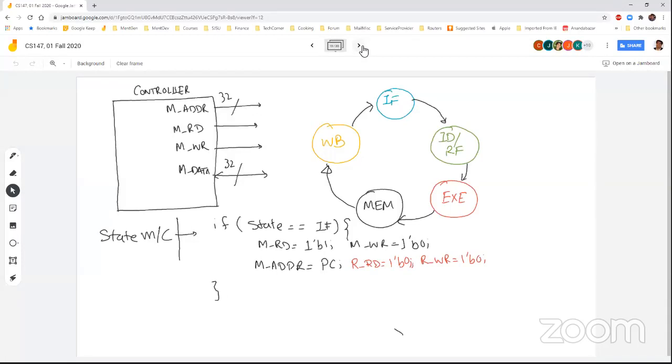Then, a question so far on the instruction fetch side?